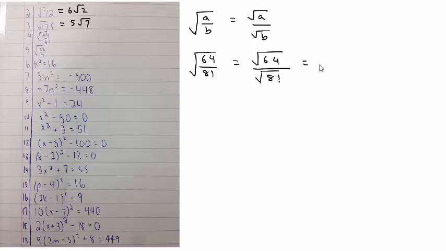And 64 can be written as 8 times 8. And 81 can be written as 9 times 9. Therefore, this is going to be equal to, we have two 8's. So this is 8 and this one is two 9's over 9. And you probably knew that the square root of 64 is 8 and the square root of 81 is 9. So this is going to be 8 over 9.